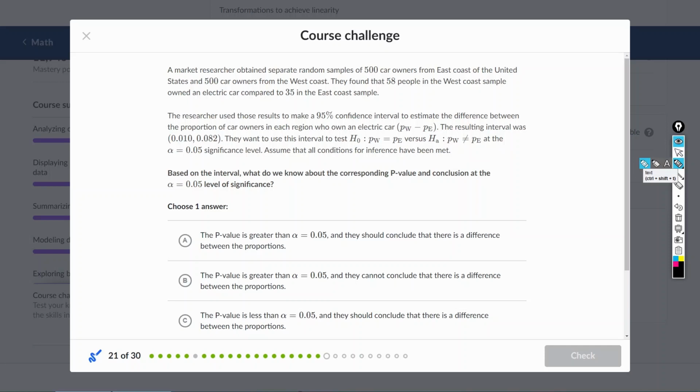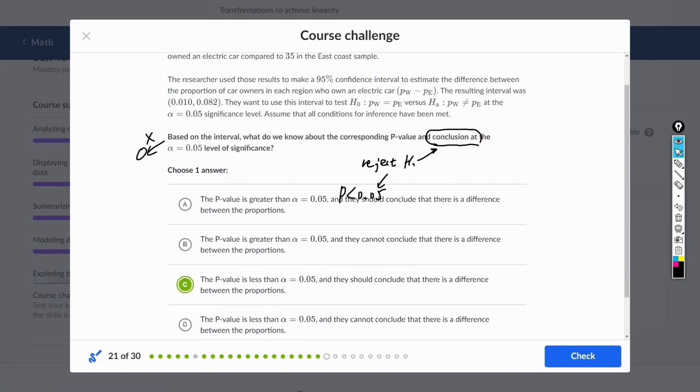那么这个 interval 它没有包含0在里面，那么所以我们应该认为它们两个是不一样的，所以应该是 reject H0，因为我们 reject H0 之后就到了这个 alternative。那么 reject H0 的话，就说明 P 小于 0.05。这个逻辑是这样一步步推过来的，你只要理解就可以了。And they should conclude that there's a difference between the proportions.